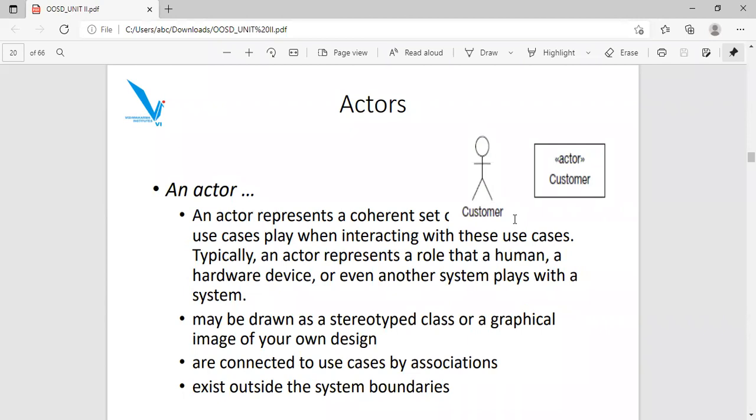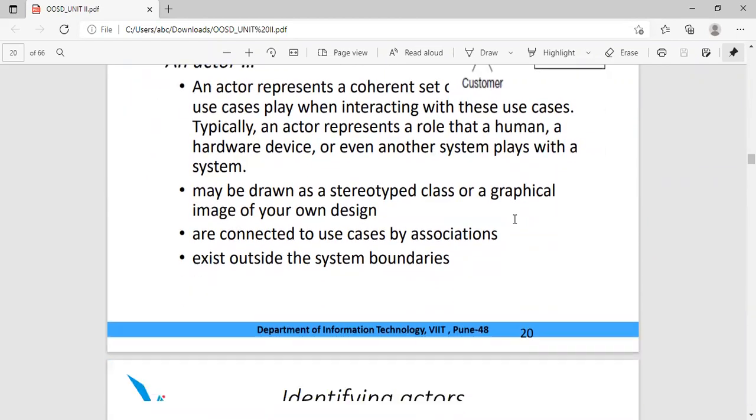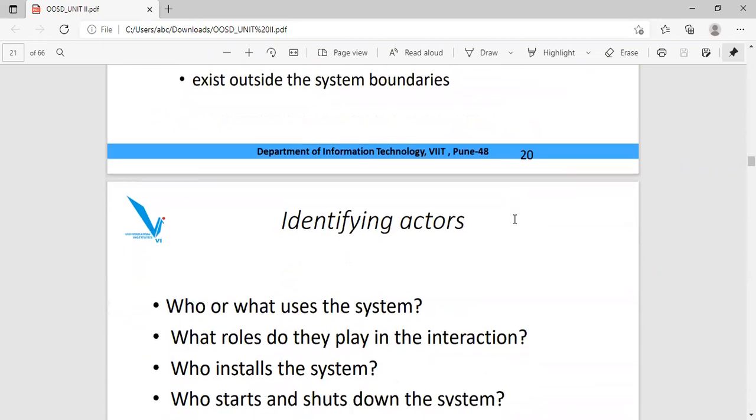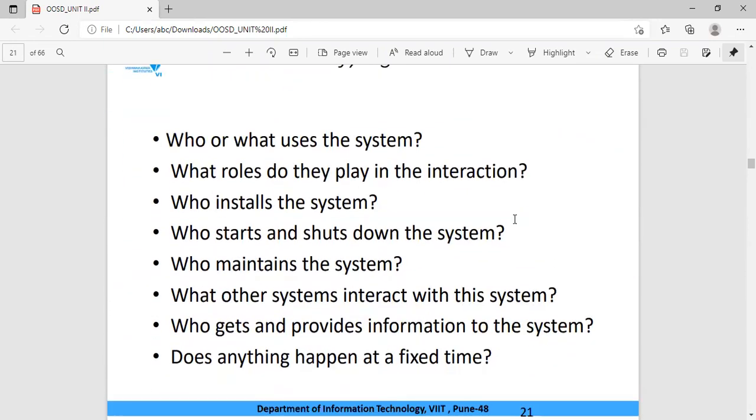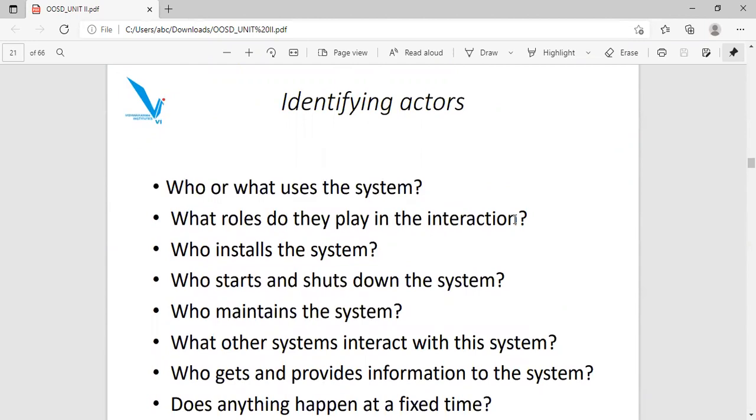They are connected to the use cases by an association between the use case and the actor. Every time I specify an actor in my UML diagram, I have to represent the actor outside the system boundary. Take note that you have to represent the actor outside the system boundary. Now the most important aspect of this system is to identify the actors. Already we have done this, right?